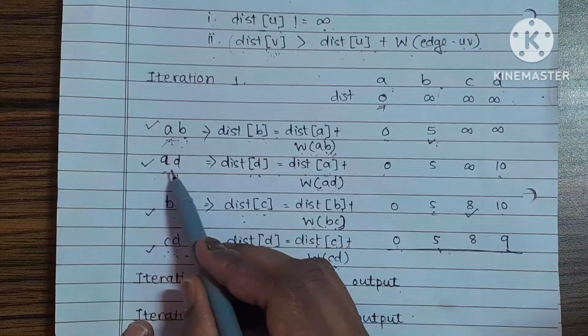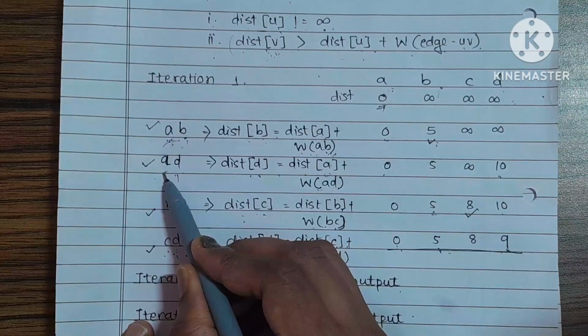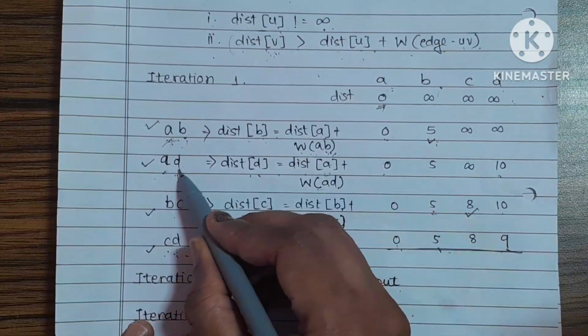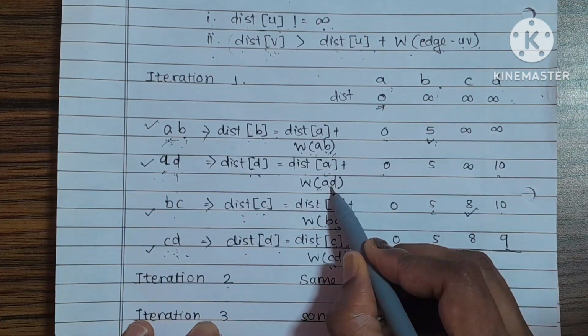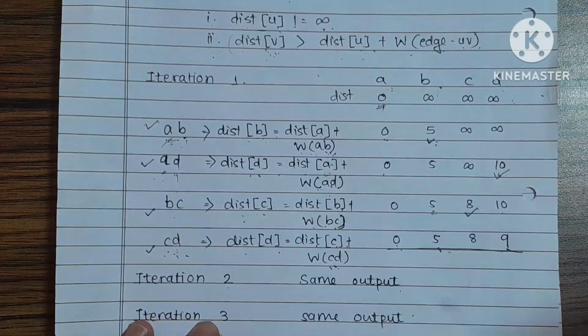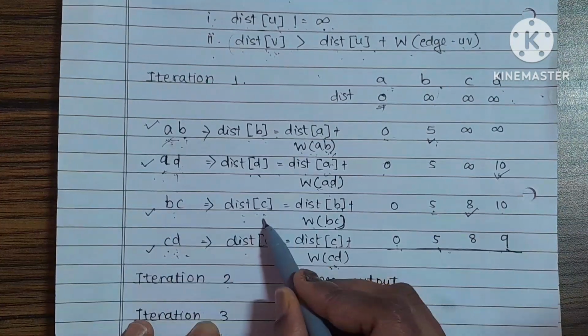The next edge to be considered is AD. The distance of A is 0 and D is reachable from A through this edge AD, which is of weight 10. So 0 plus 10, 10. This is how the distance of D has been updated. Next one is the BC edge.